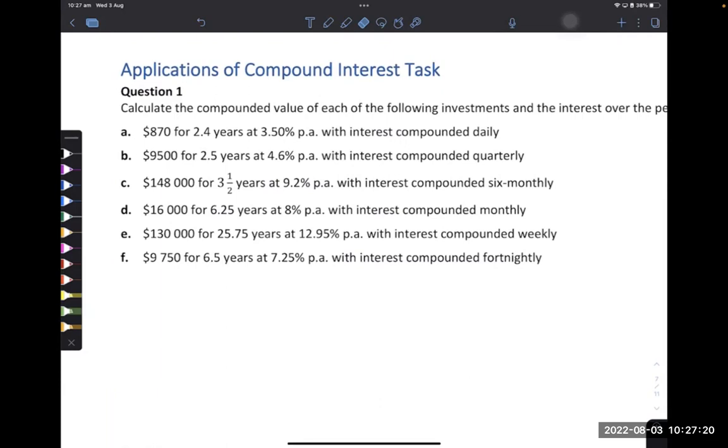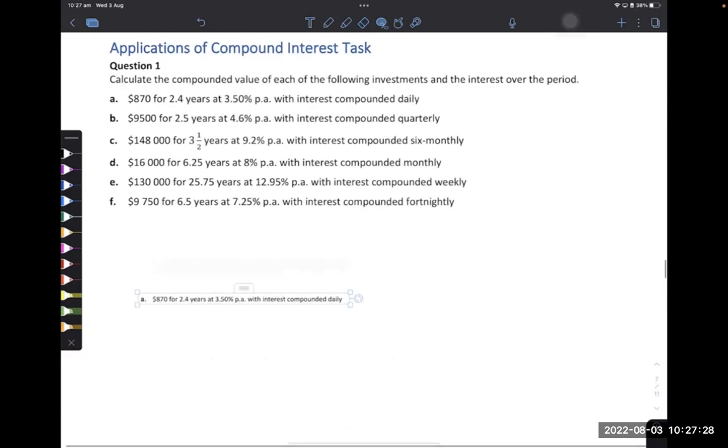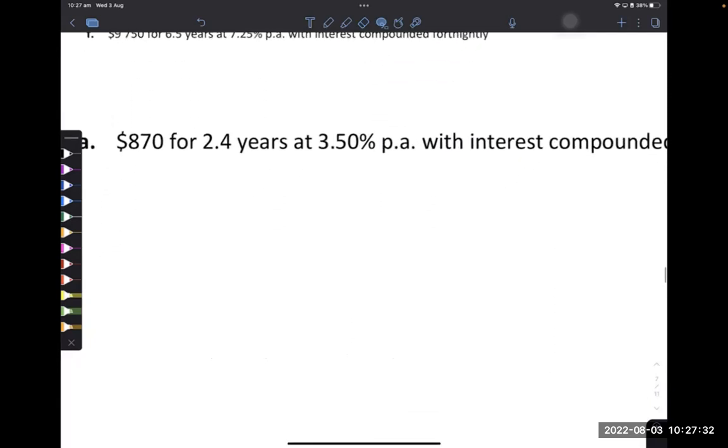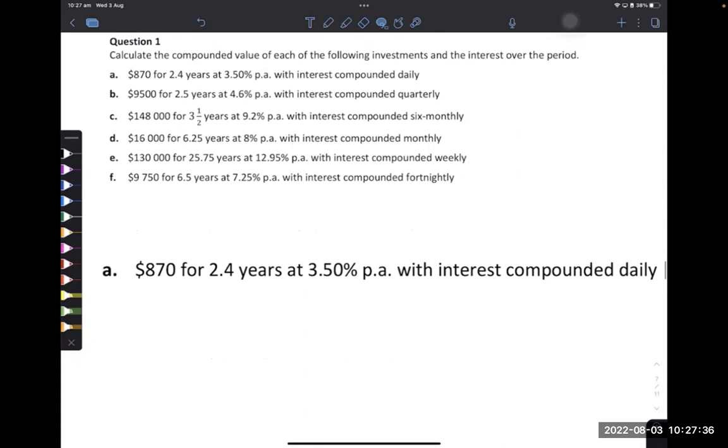What's the first thing that we do when we look at this question here, part A? Annotate. Okay, so you annotate in that top section there. I'll just make this bigger so it's easier for you to see. First part we annotate is... Right, but what's the scenario here? Are we borrowing or are we putting in money? Putting in.